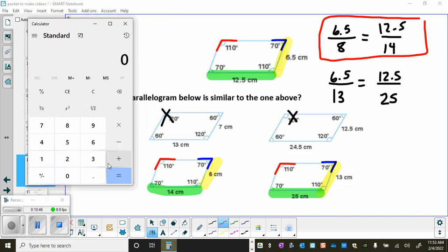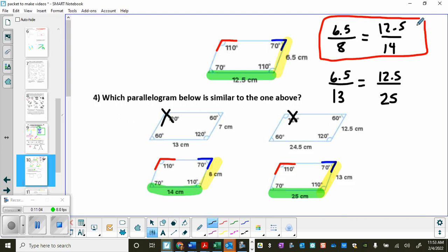So if I cross multiply and I do 6.5 times 14, all right, so 91. So if this multiplied equals 91, then we know it's similar. Now I'm going to do 12.5 times 8. Now I get 100 for that. So since I got 100 on this side when I multiplied here, and since I got 91 when I cross multiplied these, that's not the same. So these side lengths are not proportional to this shape, so no, this one's not similar.